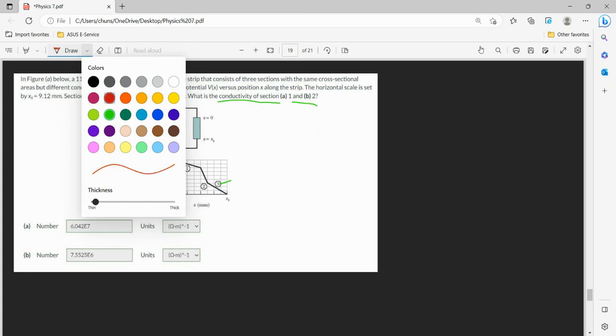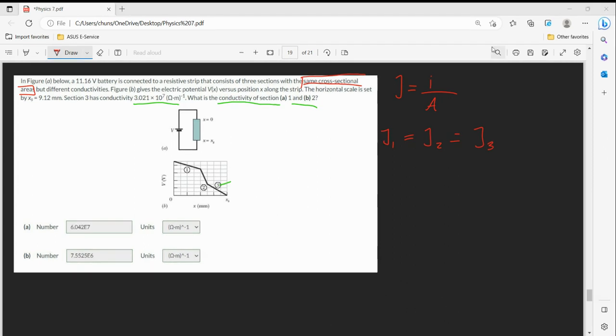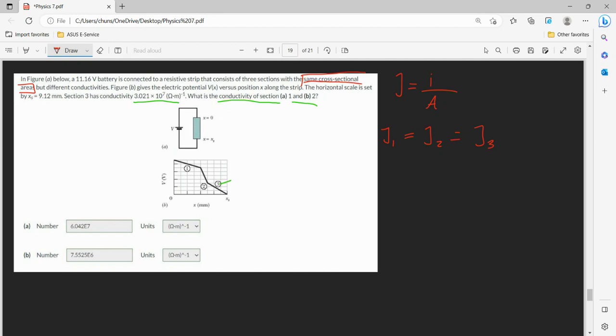Okay, so key detail that I would note is that they have the same cross-sectional areas. So that means they have the same current density because the same current is flowing through it. Right, so that means the current density of 1 is equal to the current density of 2 equal to current density of 3. Okay, so how this will work. Since we know that all of our j's are equal, I'm going to use this equation to model our statement.